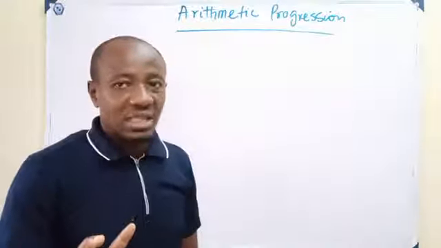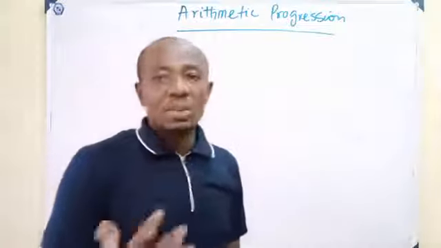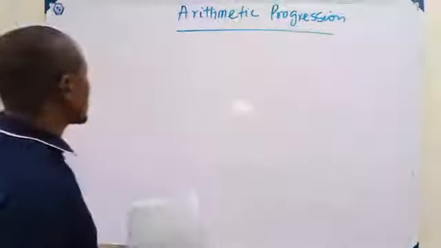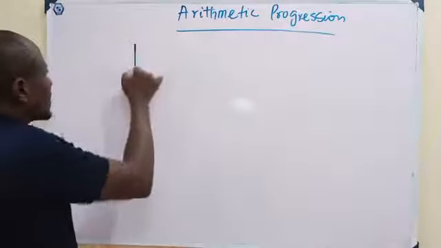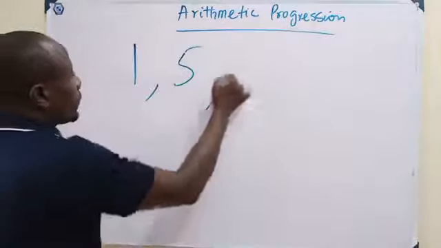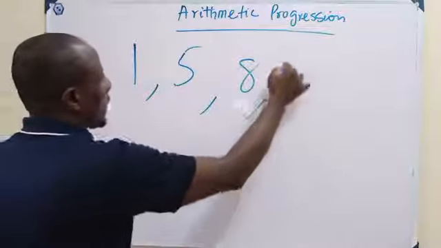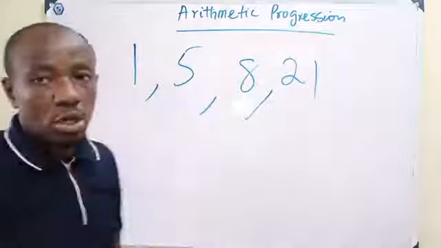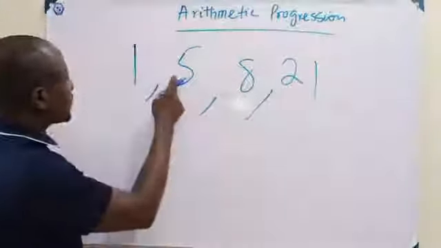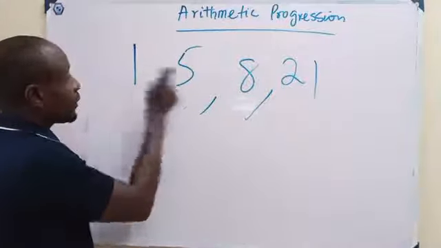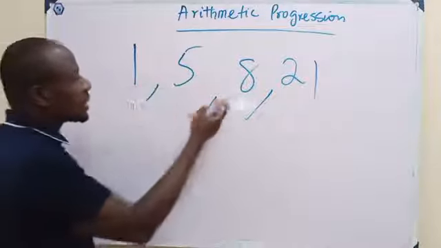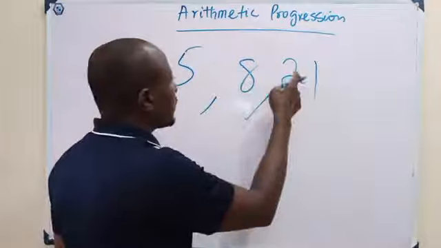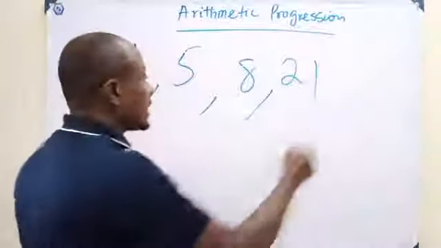So you need to understand this very well. It's not all sequences that will definitely give you an arithmetic order. For example, if I write something like this, the first term, let's say 1, followed by 5, followed by 8, followed by 21. This is not in arithmetic order, because the difference between the second term and the first term is not the same as the third term and the second term, and it's not the same as the fourth term and the third term.